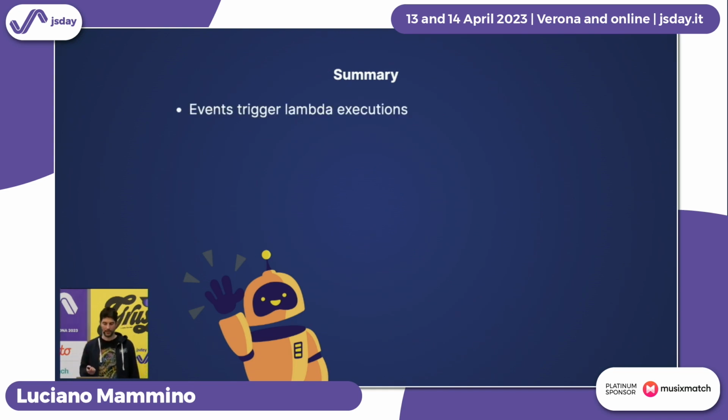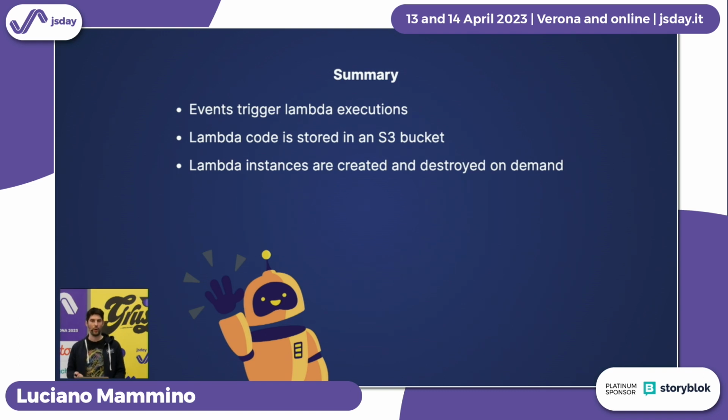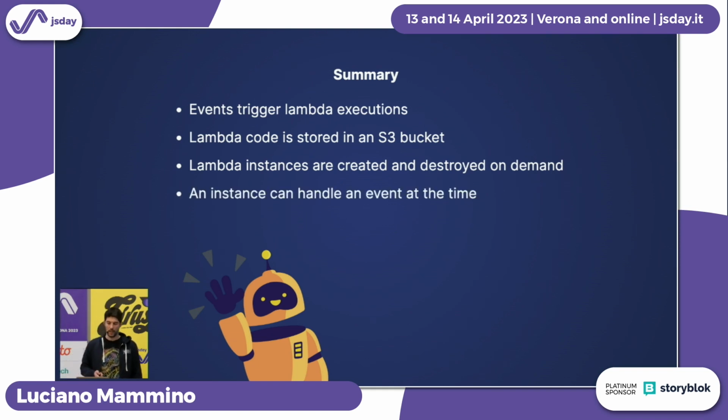Now, the summary of all of this is that events can trigger Lambda executions. The code of a Lambda is generally stored in S3, and it gets downloaded from S3 when you need to create a new instance. Instances are created and destroyed on demand only when new events come in, and if there aren't events for a while, instances will be removed.